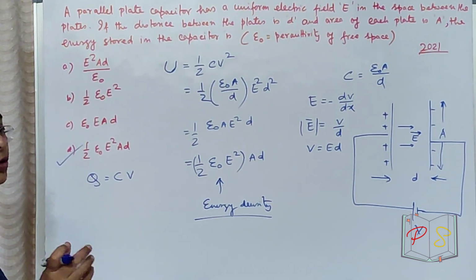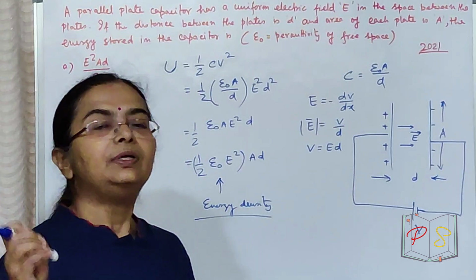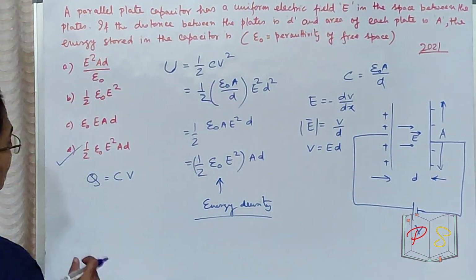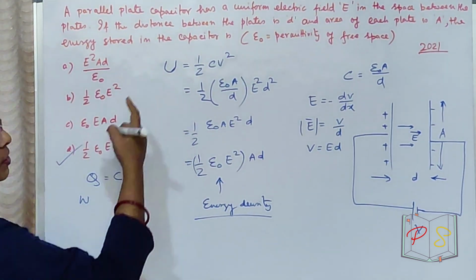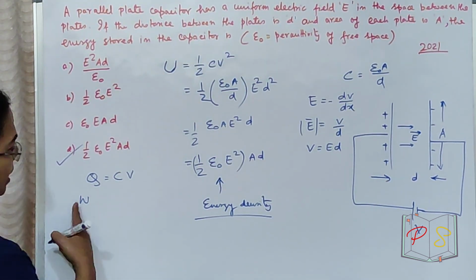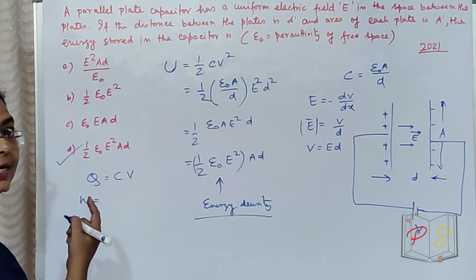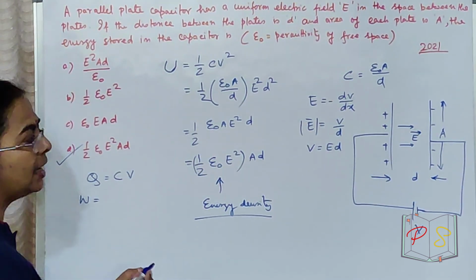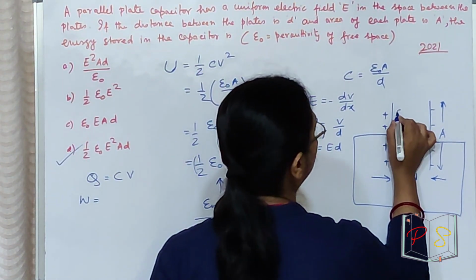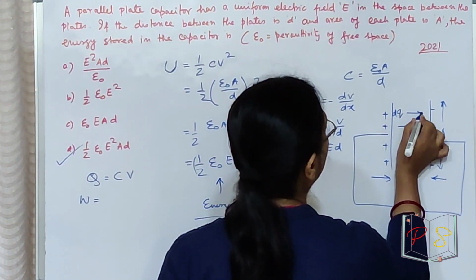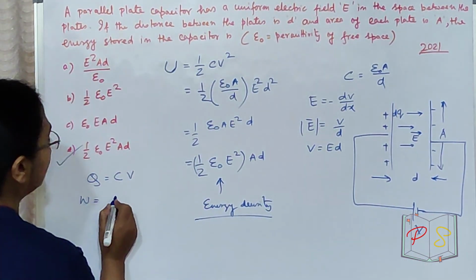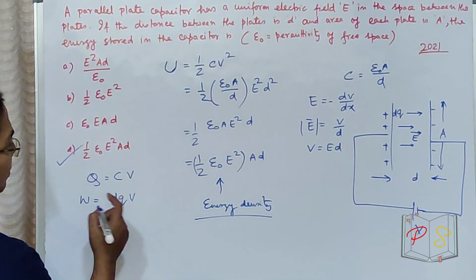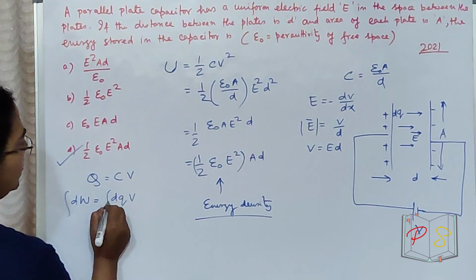If you do some work, dW, to put dQ of charge over here, then what is the work done? Because we were talking about energy, work done equals energy, correct? Work done, when you take a charge dQ from this plate to this plate, is dQ into V. V is the potential difference between the plates. This is dW. Integrate it.